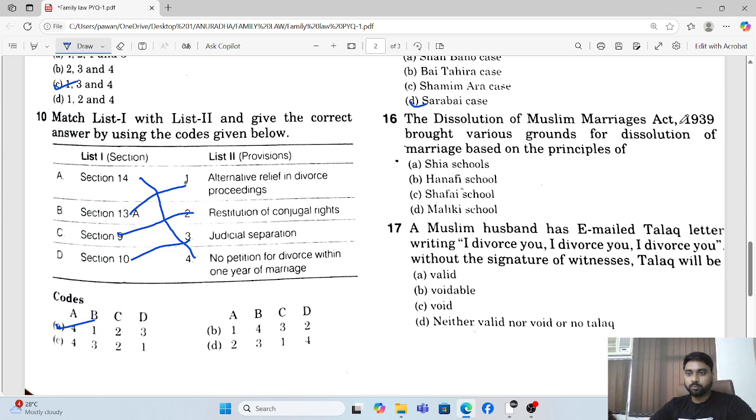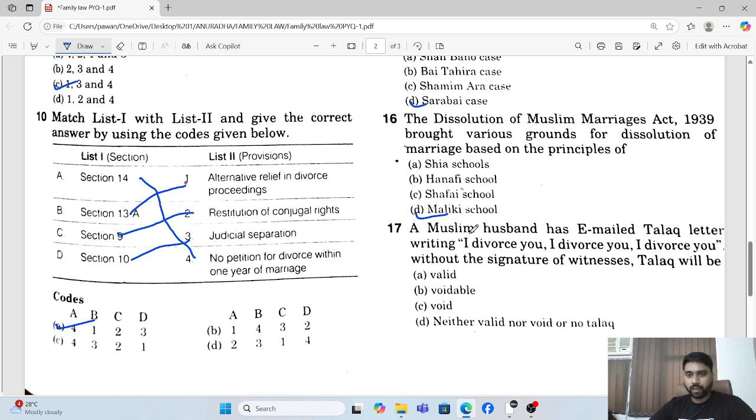The Dissolution of Muslim Marriages Act 1939 brought various grounds for dissolution of marriage, which are always based on the principles of the Maliki school. Most of the time such questions are confusing, but stick with the Maliki school.